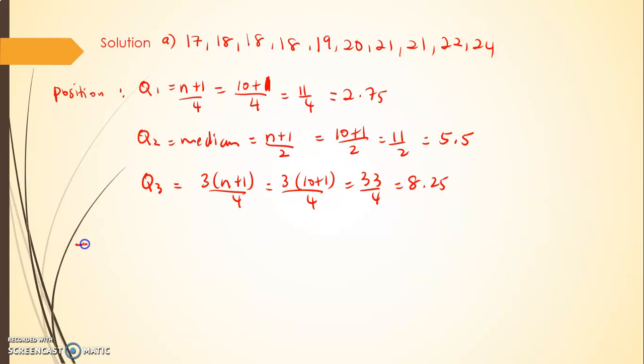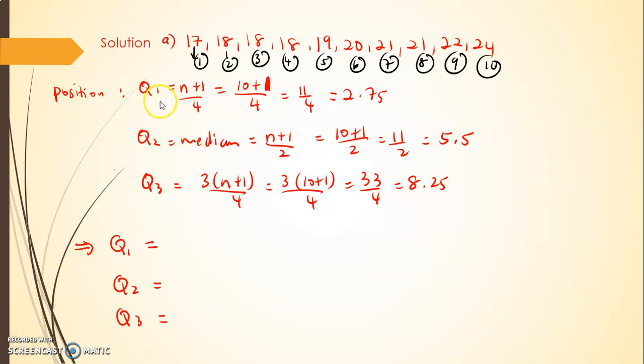Okay, the last step is to identify the values of Q1, Q2, and Q3 based on the positions that we have identified just now. But before that, please number or name each data value. So this is the first position, second position, third position, and so on up until the 10th position.